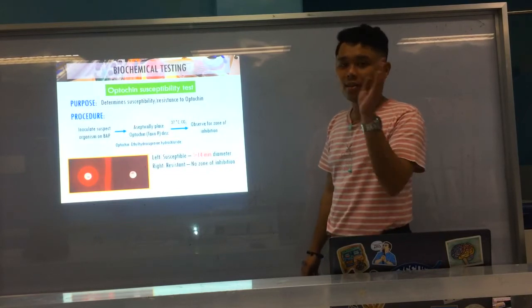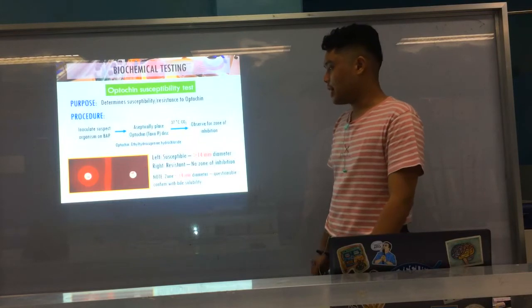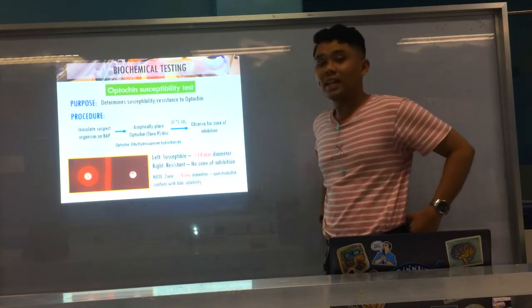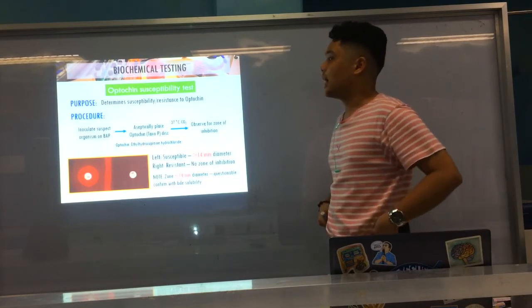And resistant, other alpha hemolytic streptococci. Okay, all right. And if the zone is less than 14 millimeters, we confirm it with bile solubility.